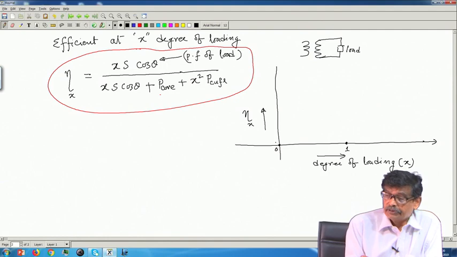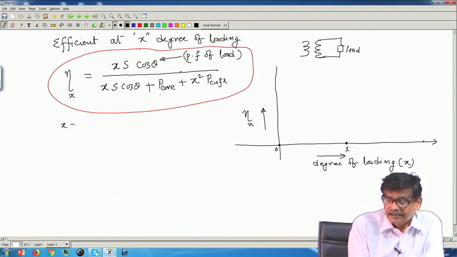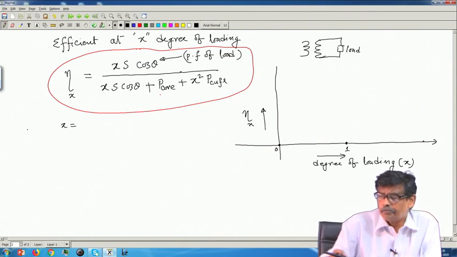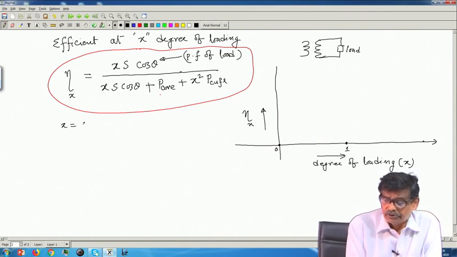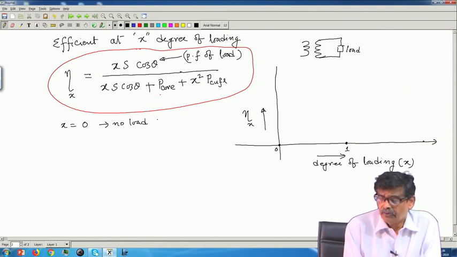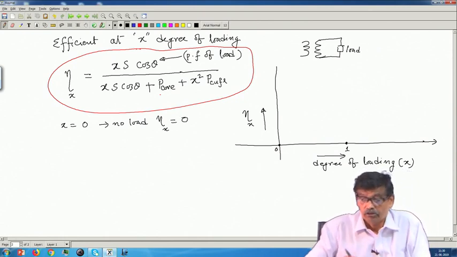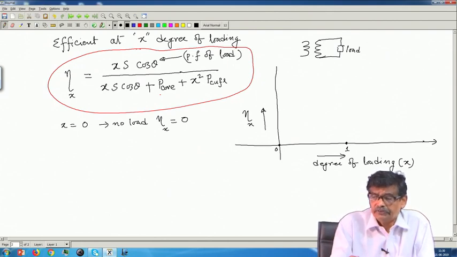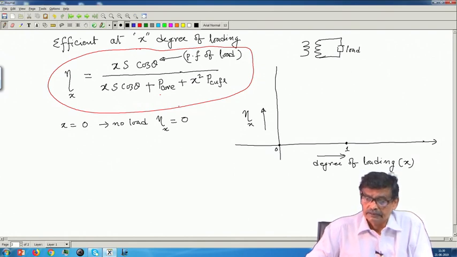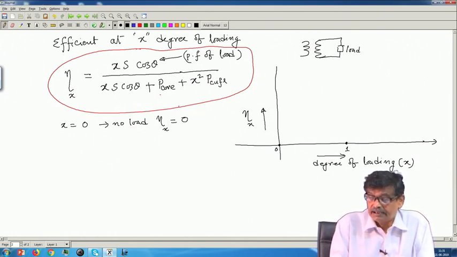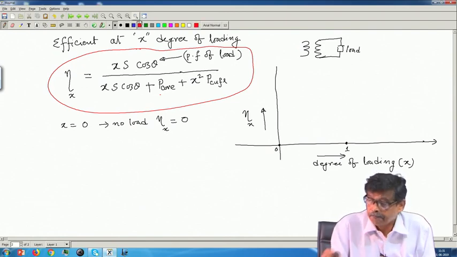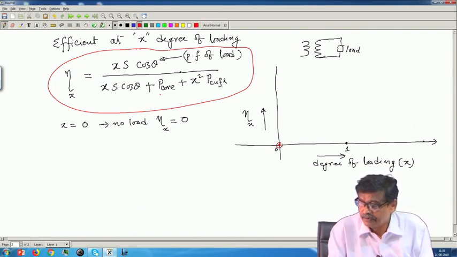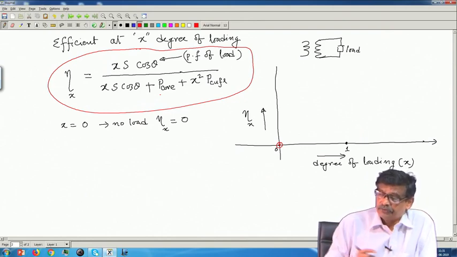Okay. Suppose x equal to 0. Let us see how this characteristic is expected to look. If x equal to 0, that is no load, the efficiency obviously will be 0, because there is no output power, although there will be input power. So 0 by some finite number P core will give you the efficiency under no load condition, and that is this point. So efficiency is this one at x equal to 0.